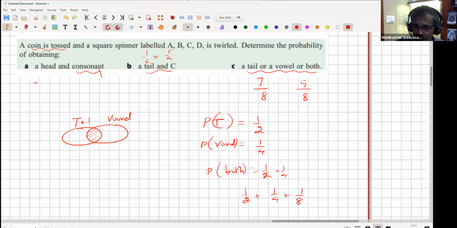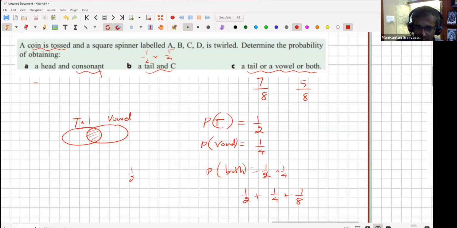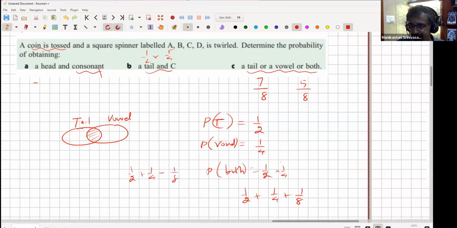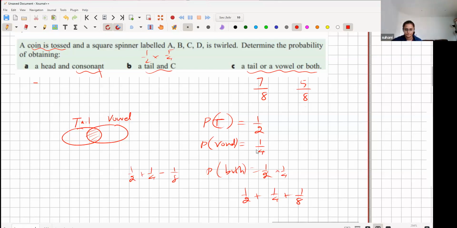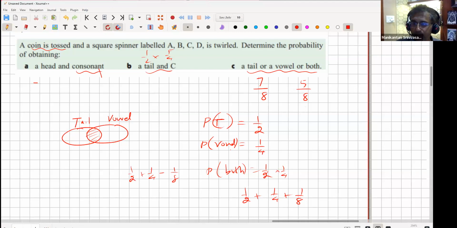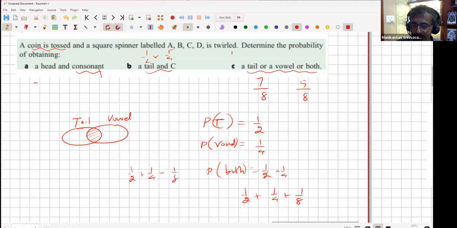Right. So exact same logic. You figured out all of them, and then you should say half plus 1/4 minus 1/8. Does this make sense? Alternatively, it is easy to do neither tail nor vowel and then subtract. So we can just say it's 1.